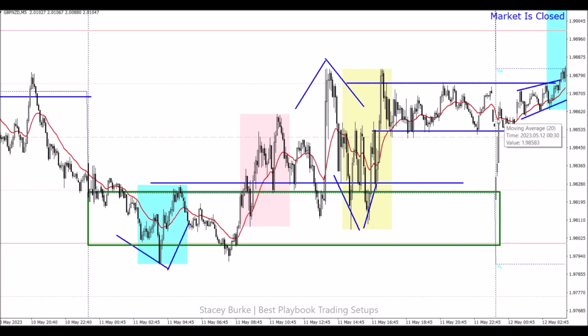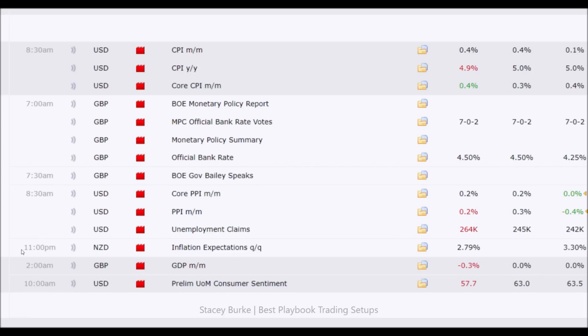3 sessions, Asia, London, New York, 3 days, day 1, day 2, this is day 3. This market has no major red news in the Asian session scheduled. At 11 p.m. on Thursday, we had New Zealand inflation expectations, and at 2 a.m. New York time on Friday, we have the GDP for the British pound scheduled, and then Friday morning, New York time, 10 a.m., we have prelim U of M consumer sentiment.